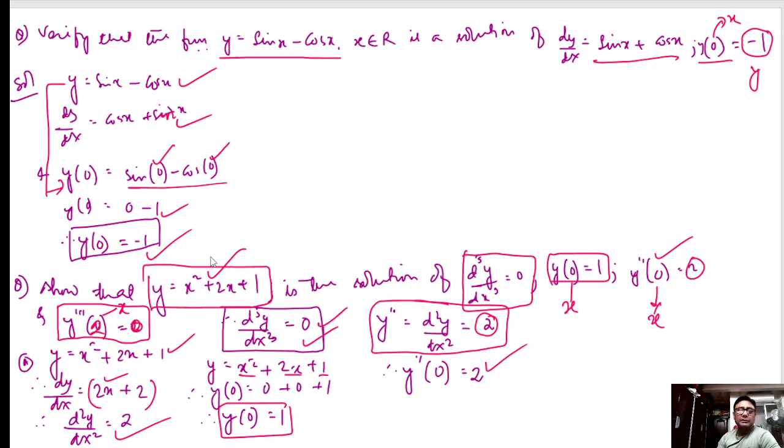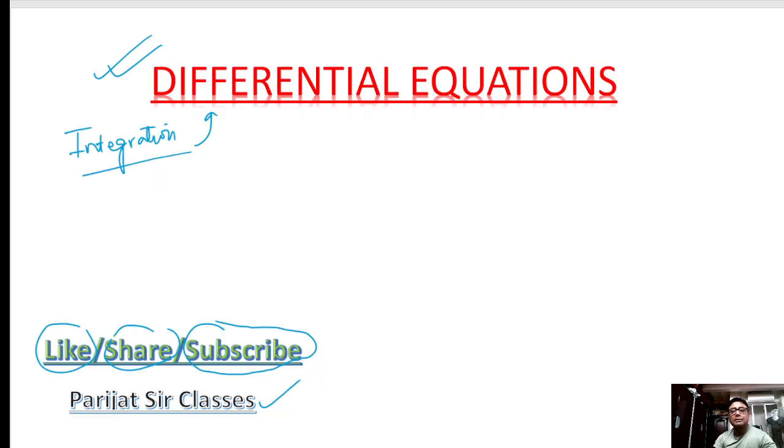So this is the first part of the differential equations, and I would suggest you please go through it nicely and practice with me so that you can understand it properly. So this was the first part, part 1 of the differential equations we have done.